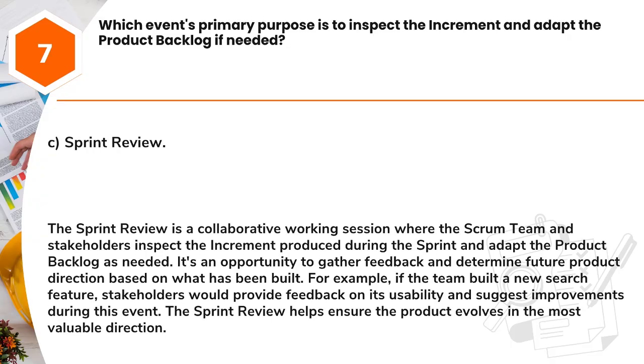Answer, C. Sprint review. The sprint review is a collaborative working session where the Scrum team and stakeholders inspect the increment produced during the sprint and adapt the product backlog as needed. It's an opportunity to gather feedback and determine future product direction based on what has been built. For example, if the team built a new search feature, stakeholders would provide feedback on its usability and suggest improvements during this event. The sprint review helps ensure the product evolves in the most valuable direction.